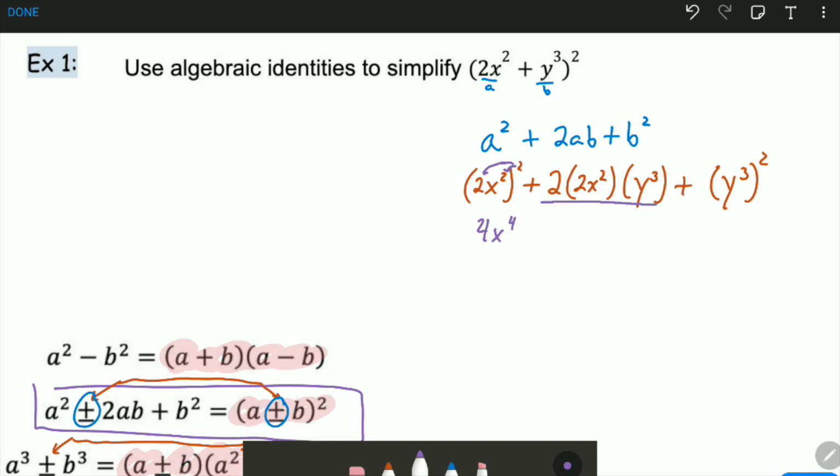For the middle expression, we're going to multiply our coefficients. So the 2 here times 2 gives us another 4. And then x squared times y cubed, we can't really do anything with that, so x squared y cubed. And the last term, all that's in the parentheses is y to the third, so we're just going to do the power to the power, multiplying the exponents to give us y to the sixth. And there we have it.